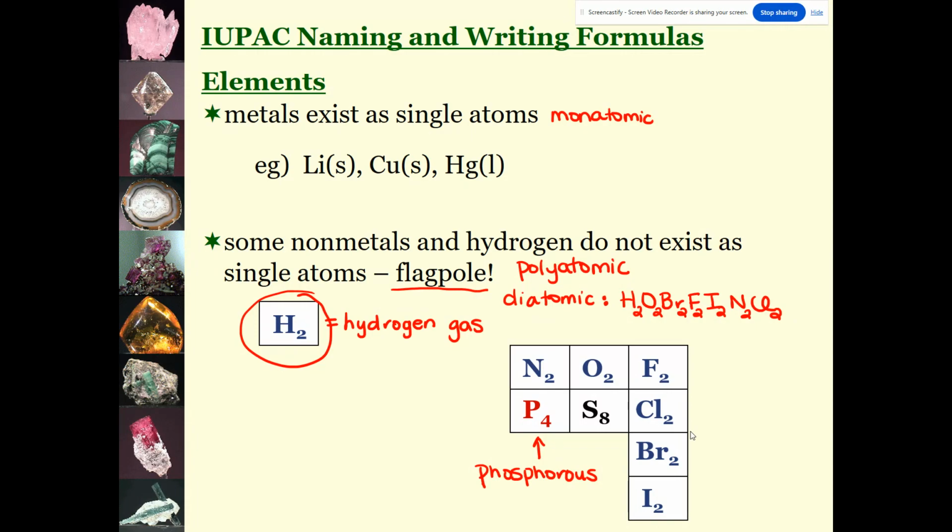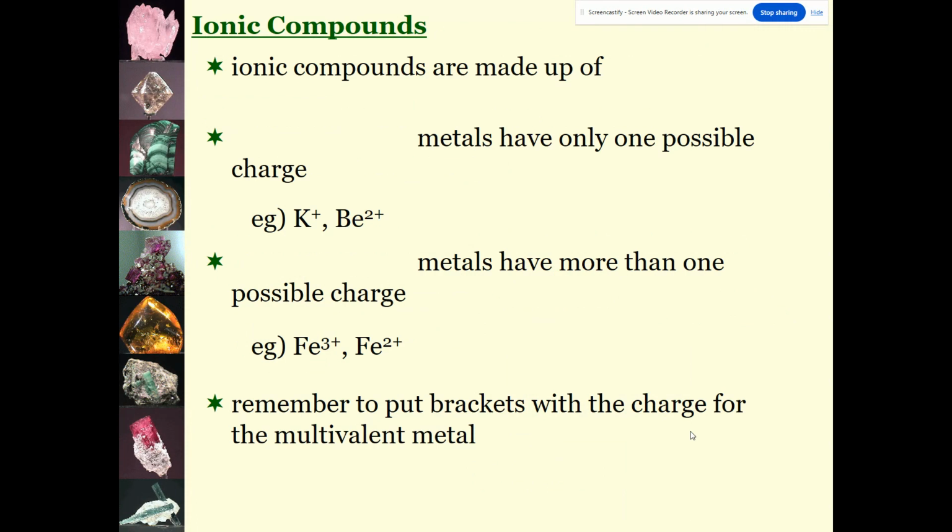Now, most of the time you're not going to have an element by itself. You're going to have a compound. Compounds form when elements bond together. And there are two main categories of compounds: ionic compounds and molecular compounds. In this lesson, we're going to review ionic compounds.